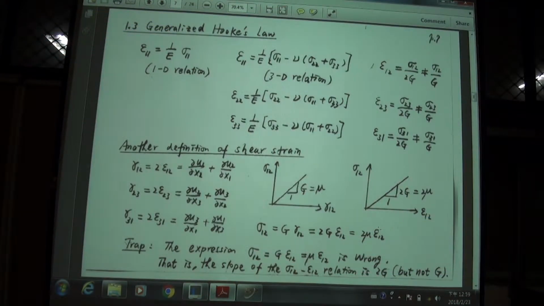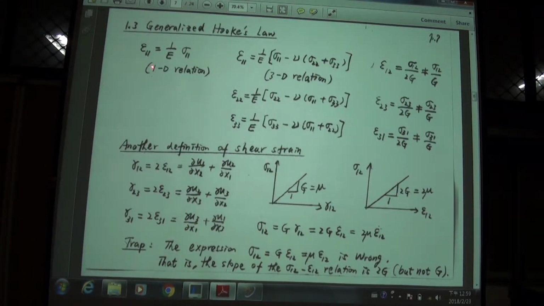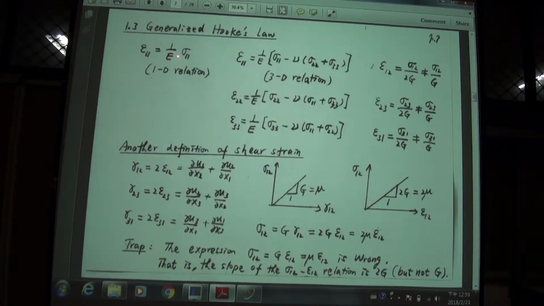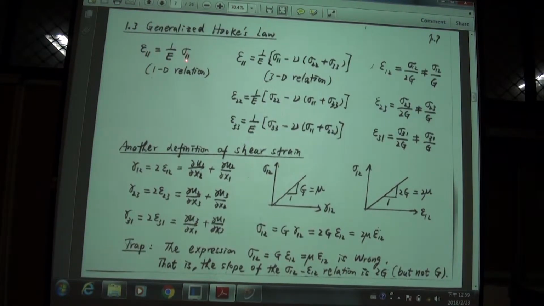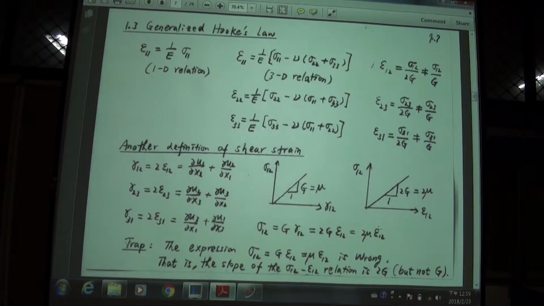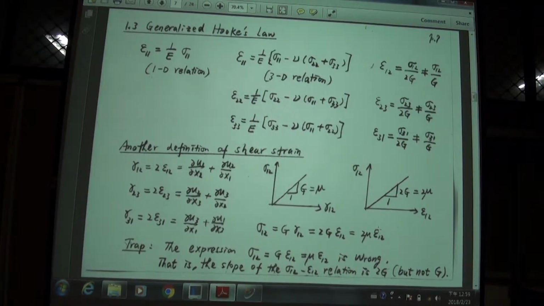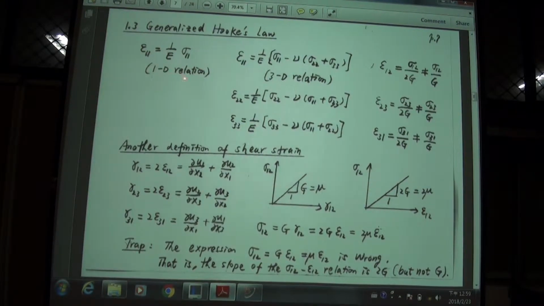In this section, we talk about the relation between the stress and strain. Let us look at Hooke's law, one-dimensional Hooke's law. It tells us that epsilon 1,1 equals sigma 1,1 divided by the Young's modulus. Okay, this is the 1D relation.